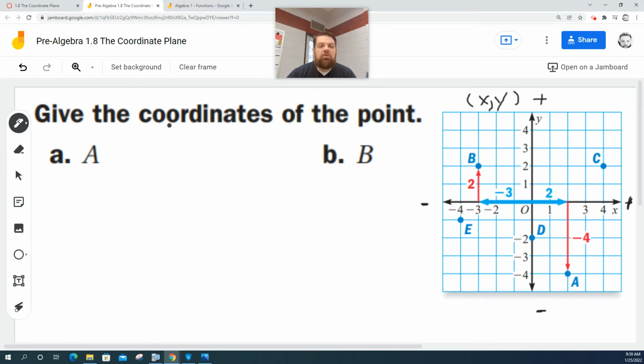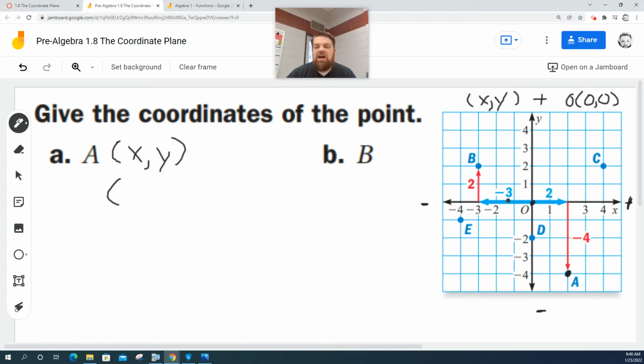So I got to give the coordinate point for A. So now A is right here. Now the origin is always going to be O, and the origin is 0, comma 0. That's where the x and y axis intersect. So now what I need to figure out is for A, what the x comma y value is to get to A.